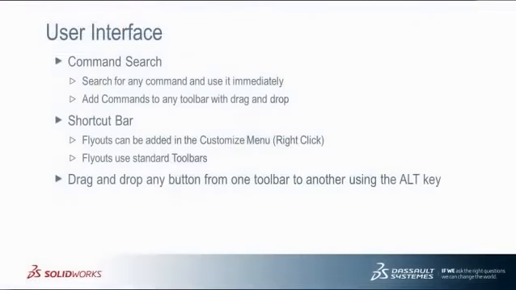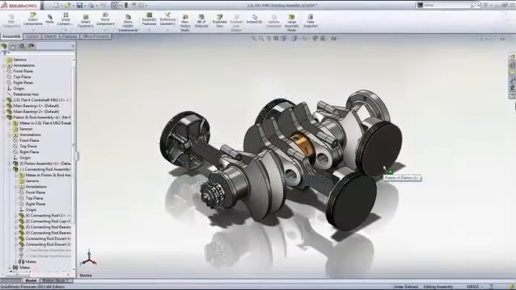Let's take a moment to quickly recap what I've shown in regards to the user interface. First, we took a look at command search and how it can be used to search for any command and even add them to the toolbars. Then, we took a look at the shortcut bar and how to customize it and add flyouts to save space. We also showed that we can customize the UI by simply dragging and dropping icons using the Alt key. Let's go ahead and move on now and look at some tips we can use while sketching in SOLIDWORKS.